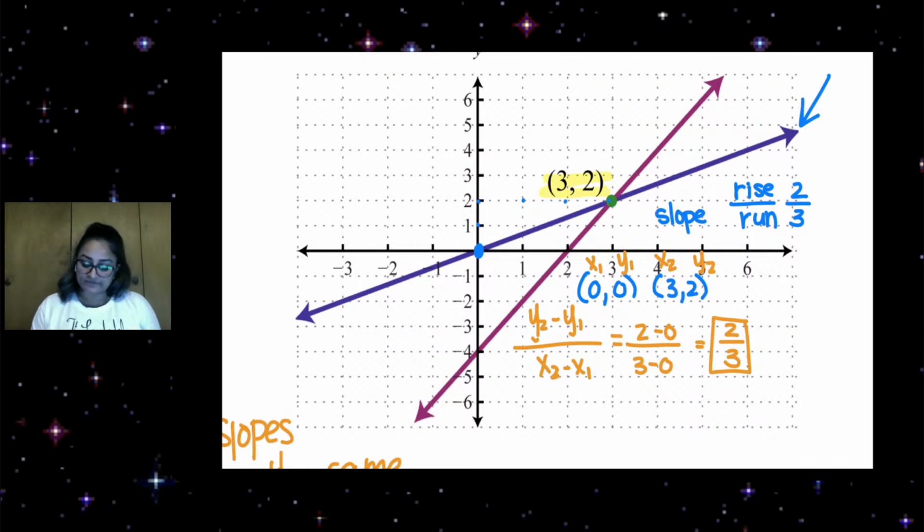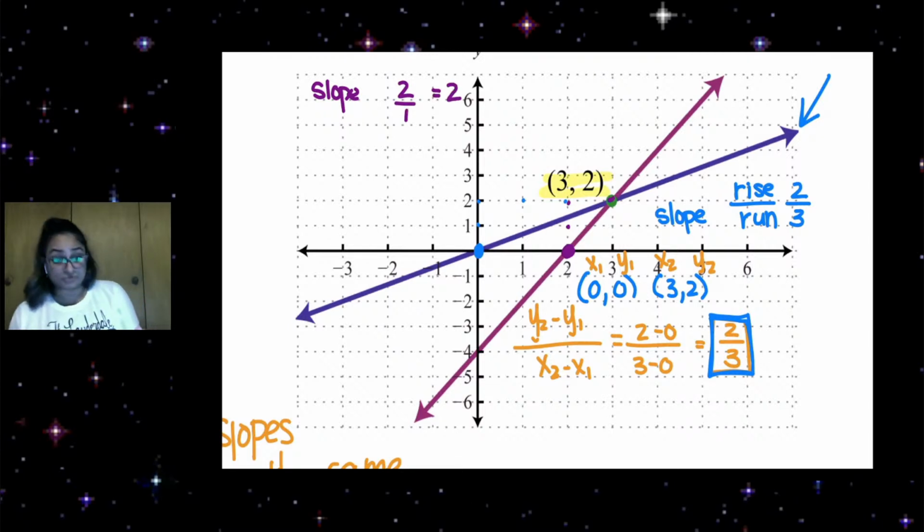Now, we still have to figure out what the purple line is, the purple slope. So the blue slope, I should have done that in blue, but somehow we ended up in orange. The blue slope is 2/3. Let's go ahead and do the same thing. I'm going to count and show you how to do it with a formula. So I see a perfect intersection here at 2, 0. And I need to go up and over to get to that green dot. So I'm going to go up 2 and over 1. So my rise over run is up 2 and over 1, which gives me a lovely number of 2.